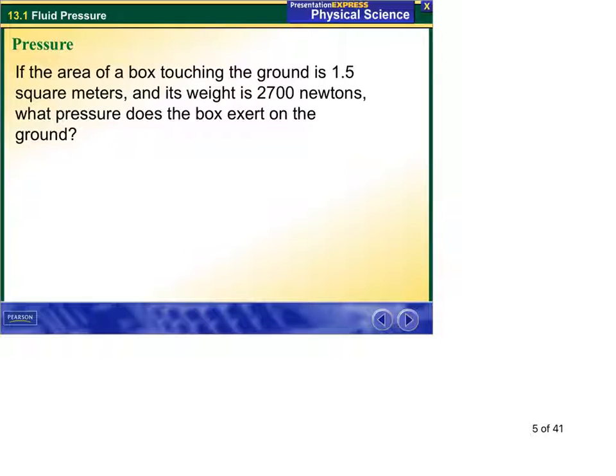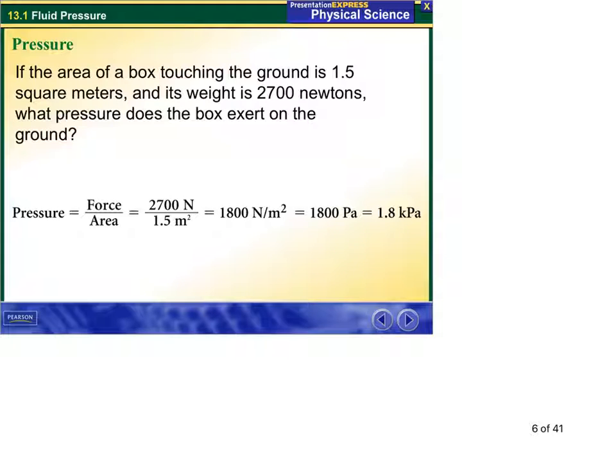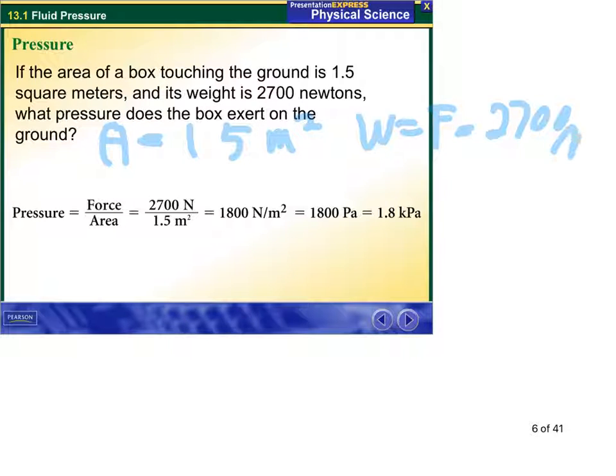If the area of a box touching the ground is 1.5 square meters and its weight is 2,700 newtons, what pressure does it exert on the ground? We get 1.8 kilopascals. What I would want you to do with a problem like this would be to, again, write out what we have. Area is 1.5 square meters. Its weight, which is a force, is 2,700 newtons.